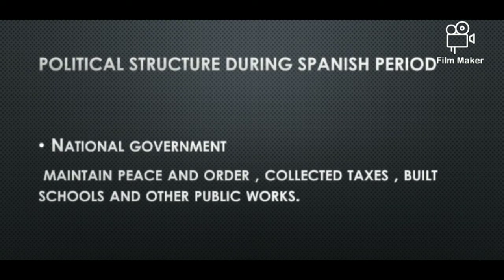The political structure during the Spanish period. Spain established a centralized colonial government in the Philippines that was composed of a national government and the local governments that administered provinces, cities, towns, and municipalities. The national government maintained peace and order, collected taxes, and built schools and other public works.